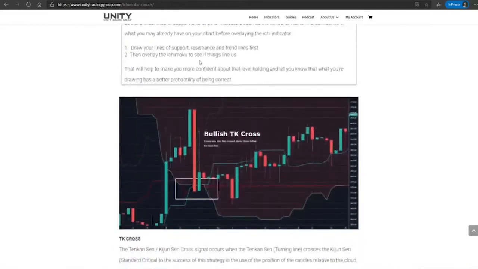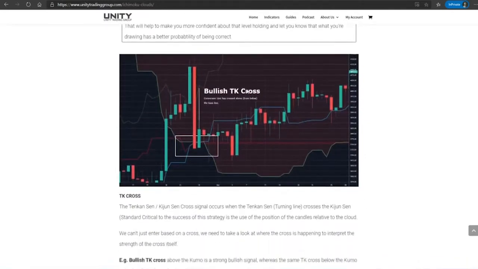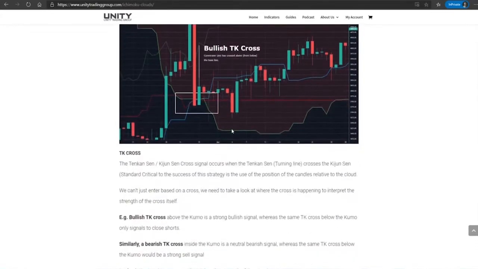So draw your lines of support and resistance first and trend lines, and then overlay the Ichimoku to see if things will line up. And that'll give you a little bit more confidence about confirming a bias on whether you believe we are bullish or bearish. So let's look at the juice now.